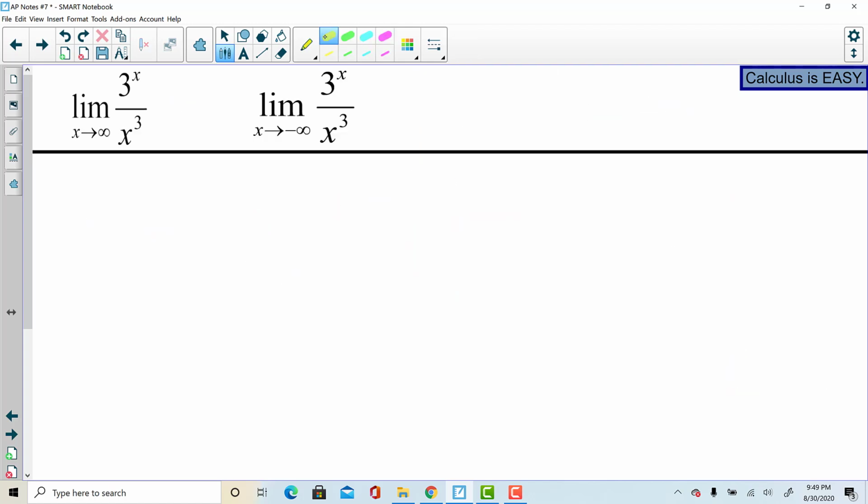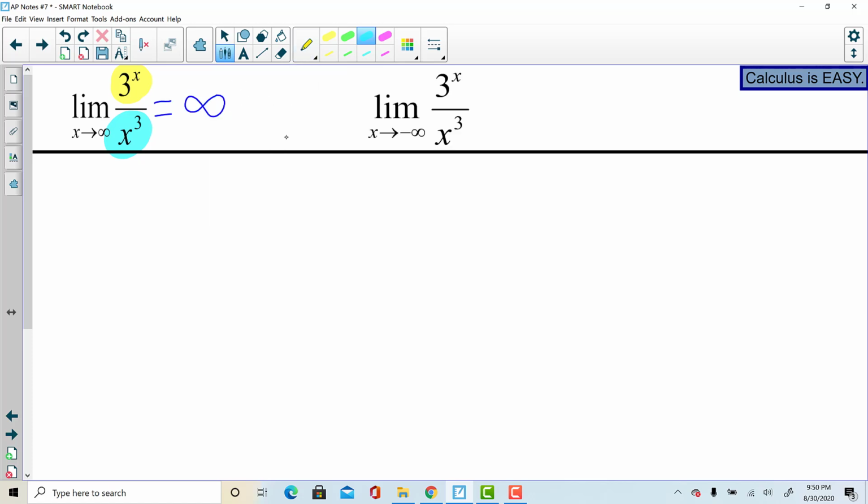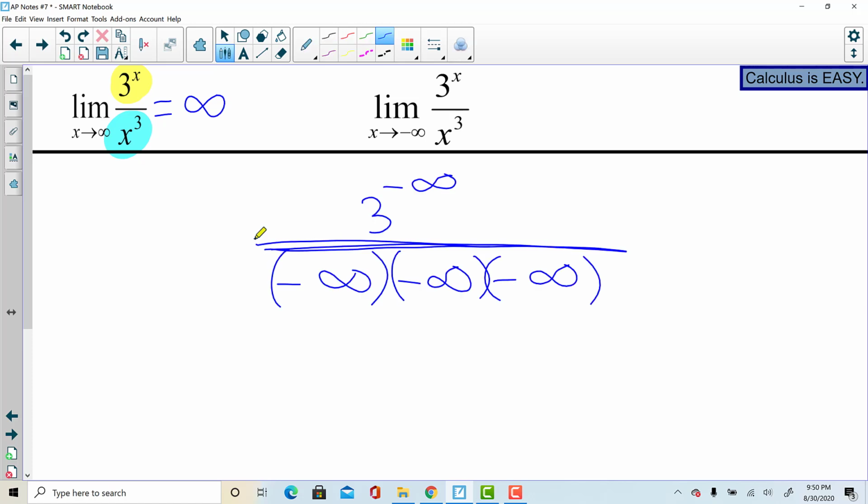Okay, on this example, we have an exponential on top and a power on the bottom. So the exponential is going to win, and this will just equal infinity. The second one is a lot trickier. If I plug a negative infinity in, I'm going to have something like this. And if we move the one on top down, it changes the power to a positive infinity.